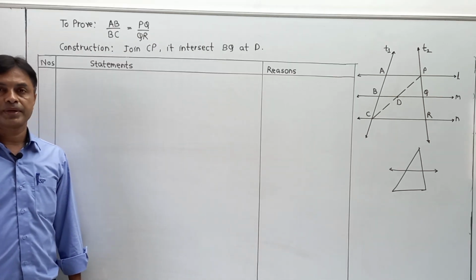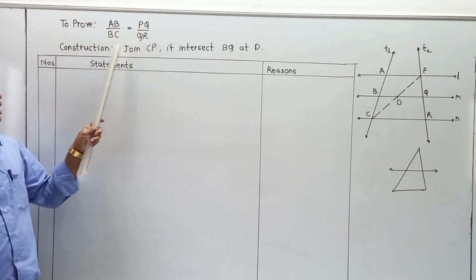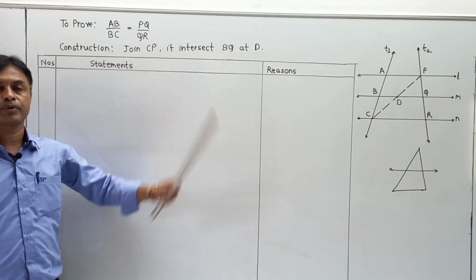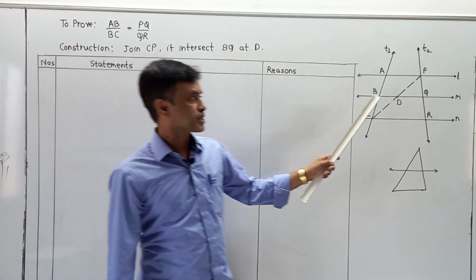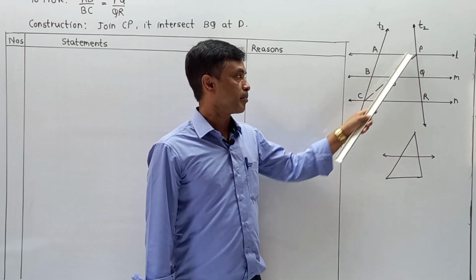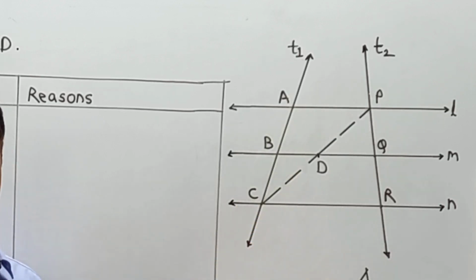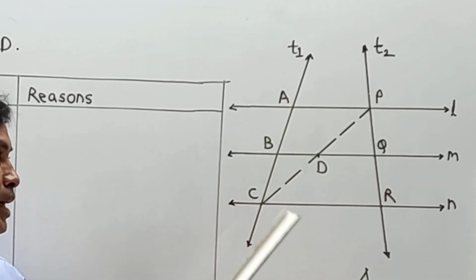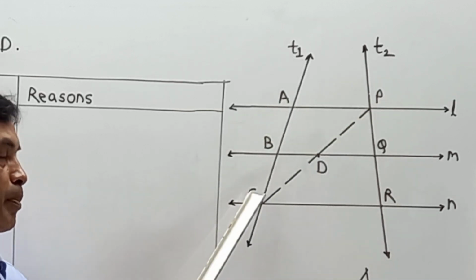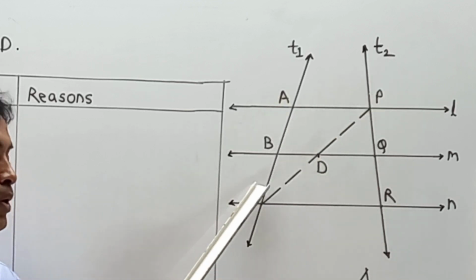Now once again please pay attention. We have to prove AB upon BC is equal to PQ upon QR, and we have drawn one construction, that is joining CP which intersects BQ at point D. We are going to take two triangles into consideration. First is triangle APC. We know that BQ is parallel to AP, so we can use the basic proportionality theorem. We'll get AB upon BC is equal to PD upon DC.